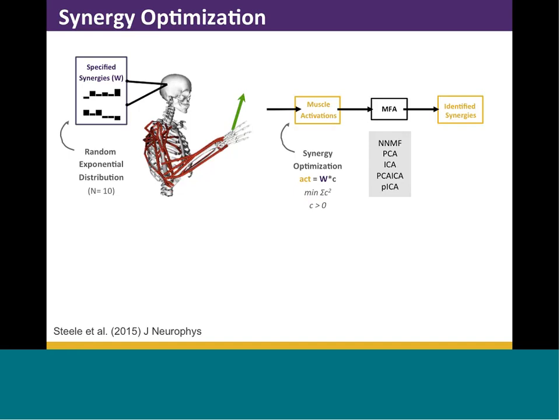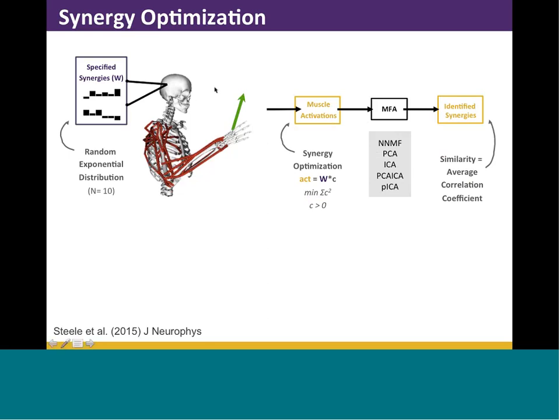Once we had our muscle activations as our output, we then applied a wide variety of matrix factorization algorithms. As I mentioned earlier, non-negative matrix factorization is by far the most commonly used to calculate muscle synergies from electromyography, but we also tested a variety of others, such as principal component analysis, independent component analysis, and a couple of other variants of those too. And so from each of these matrix factorization algorithms, we were able to identify our set of synergies, and then we calculated the similarity of those identified synergies to our original specified synergies by calculating the average correlation coefficient.